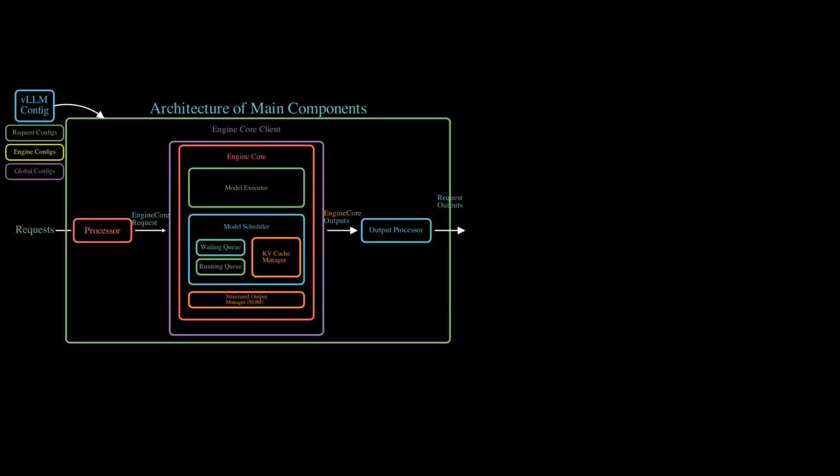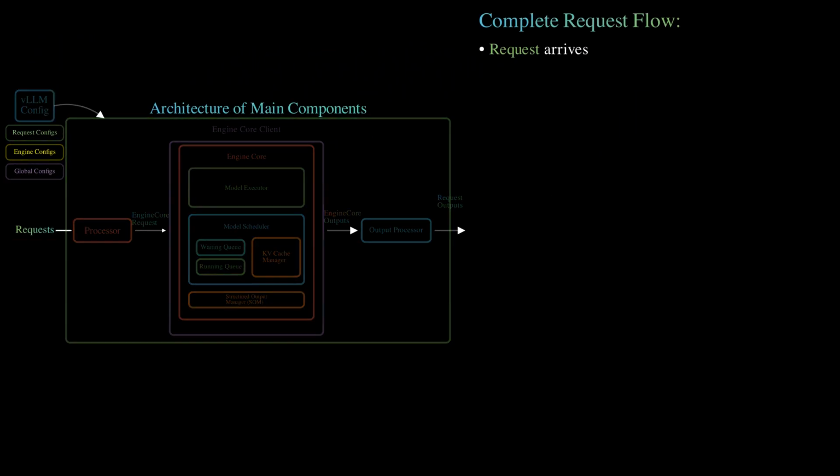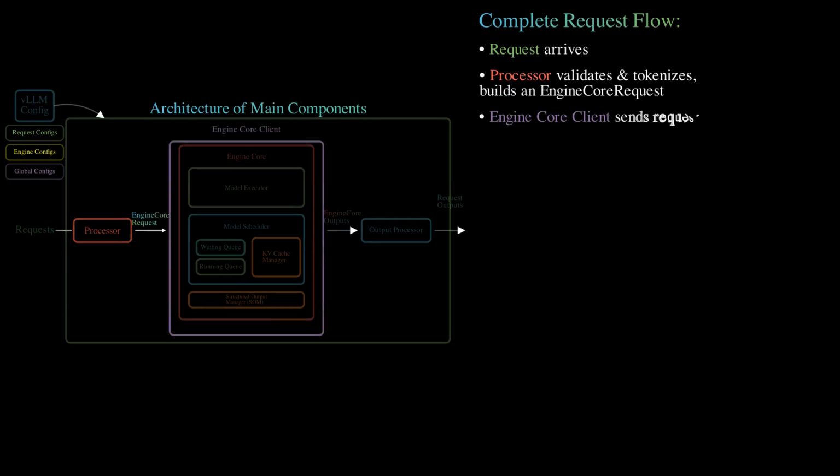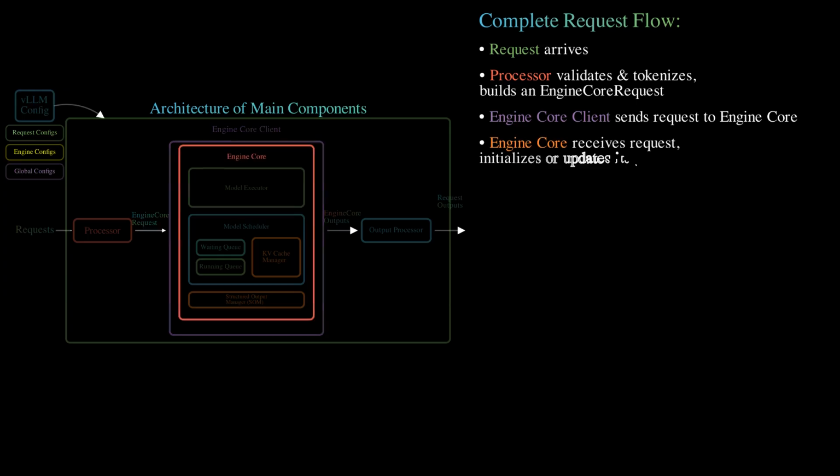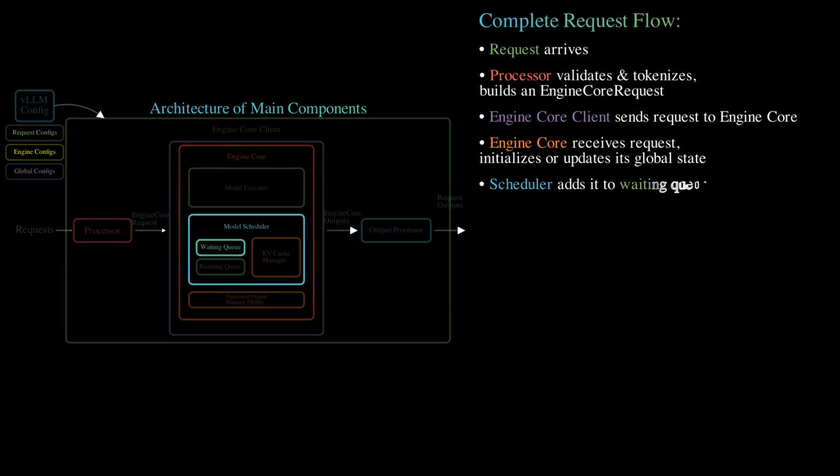Let's walk a request through the entire architecture. When a request arrives, the processor first validates and tokenizes it, building an engine core request. The engine core client then sends this request to the engine core, which updates its global state. The scheduler adds the request to the waiting queue and later moves it to the running queue.